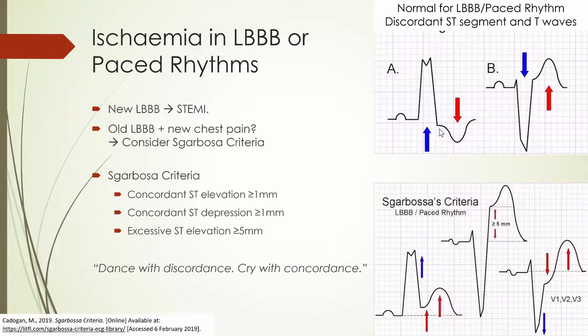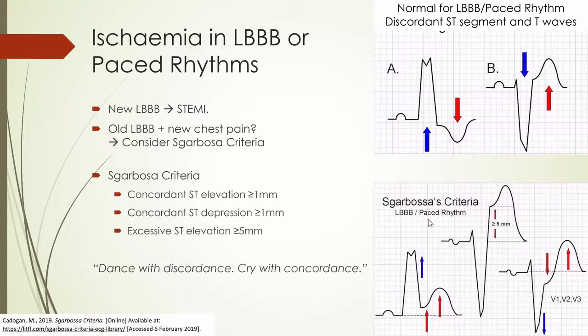Okay, they're discordant changes. And this is a normal change following a left bundle branch block or following a ventricular paced rhythm. Okay, you expect discordant changes in the absence of ischemia. Here's another example. So in this case, the QRS complex is predominantly downwards, and our ST segment and our T wave are predominantly upright. Okay, again, discordant changes, dance with discordance. This is an expected change for someone with a left bundle branch block or a paced rhythm.